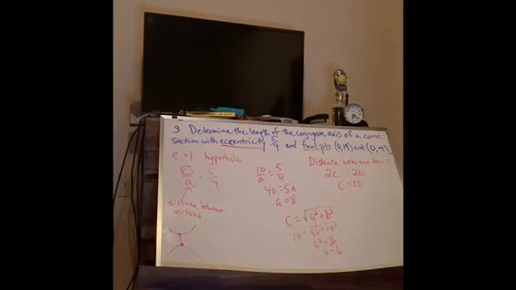Well, so what's the length of the conjugate axis? 2b. Transverse is 2a. This is going to be your conjugate. 2a is going to be your transverse. So the conjugate axis is 2 times 6, which is 12.